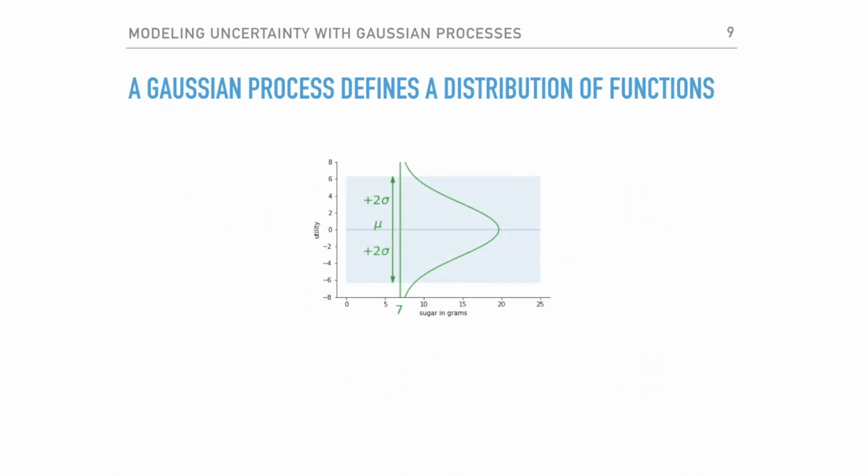Okay, so at this point, we haven't observed any data yet. So the GP is just constant everywhere. So nothing interesting is happening.